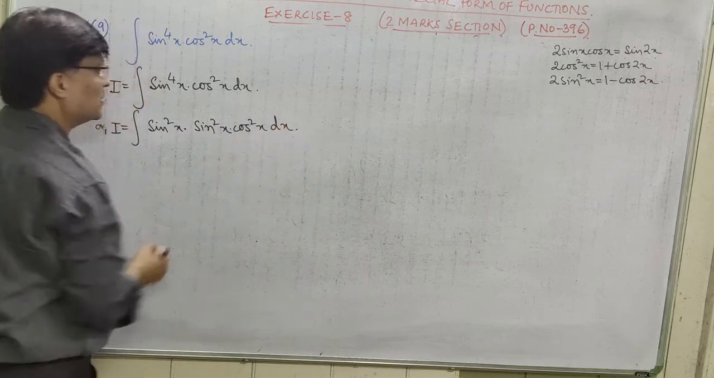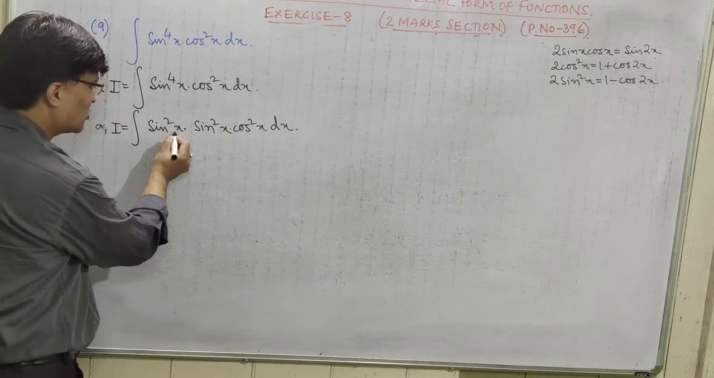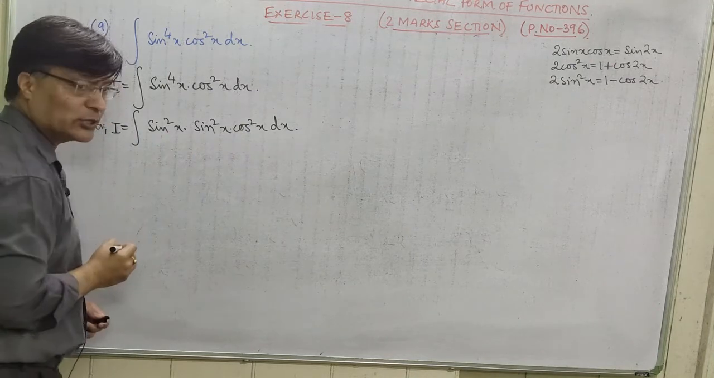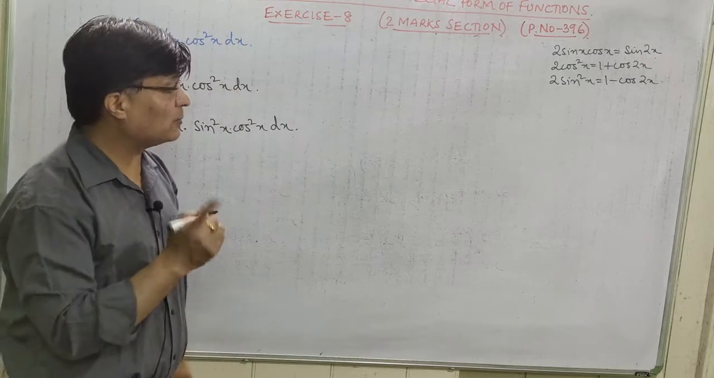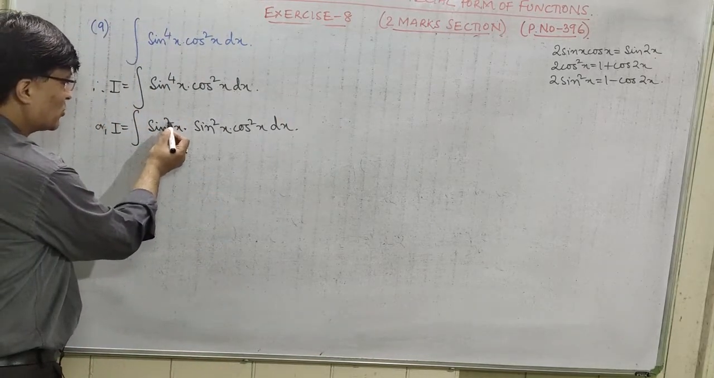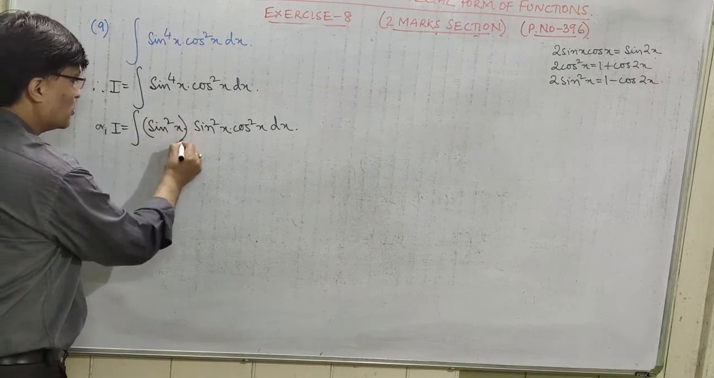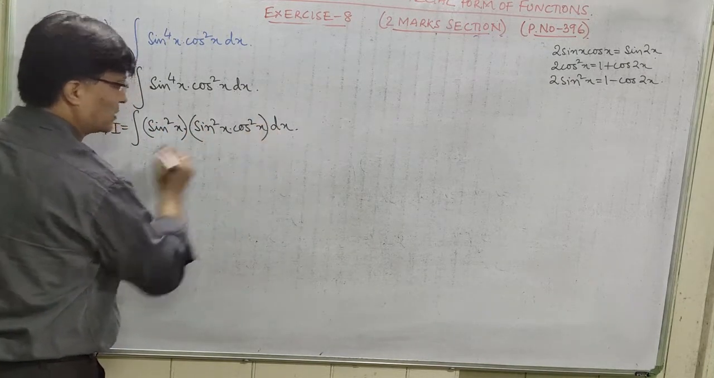Cos square x dx. Okay. Now in this case, there is sin square x and it is here sin square x cos square x. You should convert it into the form of 2 sin x cos x. It may be 2 cos square x, it may be 2 sin square x. Okay. Since there is sin square x here, you should multiply and divide by 2. Since there is sin square x into cos square x.